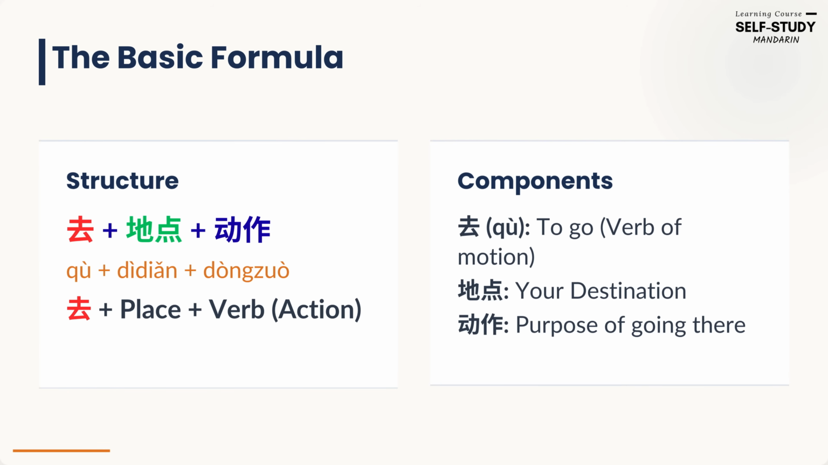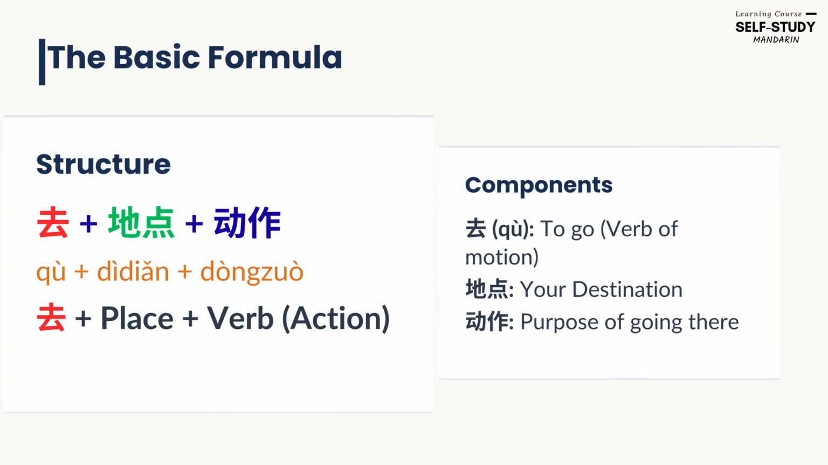Let's look at the basic formula. To build this sentence, the structure is 去 plus 地点 plus 动作. Breaking down the components, first we use 去, which is the verb of motion, meaning to go. Next, we add the 地点, which is your place or destination. Finally, we add the 动作, which is the verb or action. This is your purpose for going there.